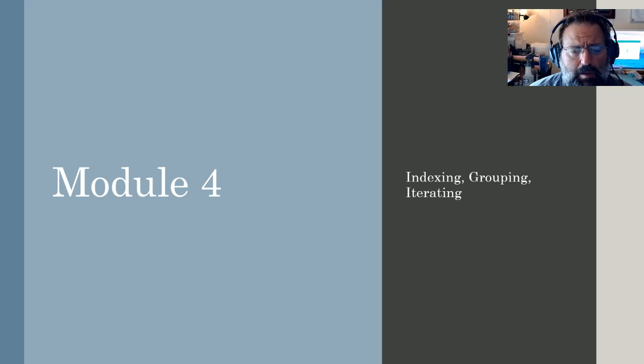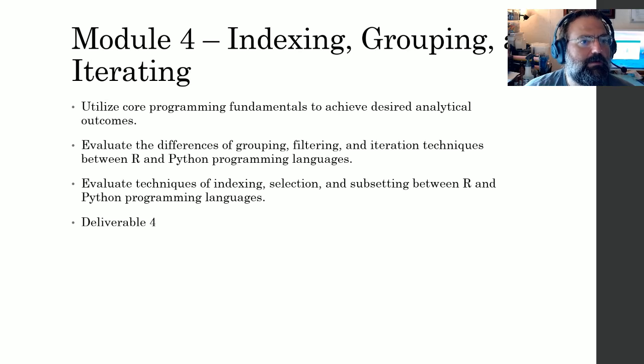So Module 4 centers on indexing, grouping, and iterating. Most of what we talk about in this is around indexing. I'll probably try a little bit of ad lib around grouping as well. Grouping and aggregation is a key thing in data science and something that is very important for you to understand, as is indexing and iterating. Those are fundamental concepts that are essential to your success as a data scientist. So Module 4 talks about indexing, grouping, and iterating.